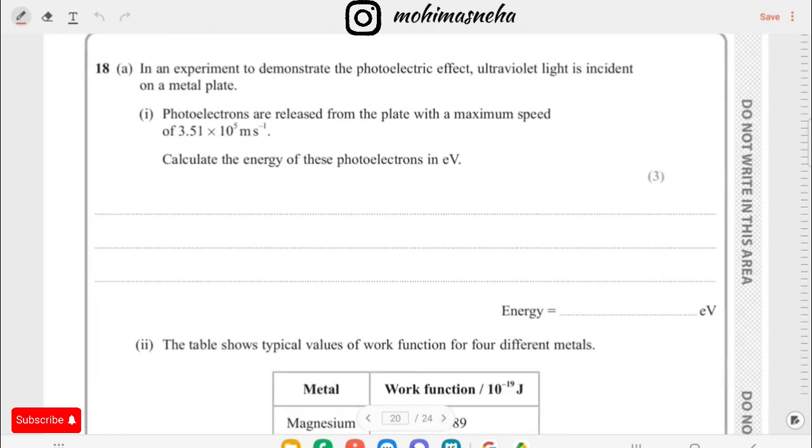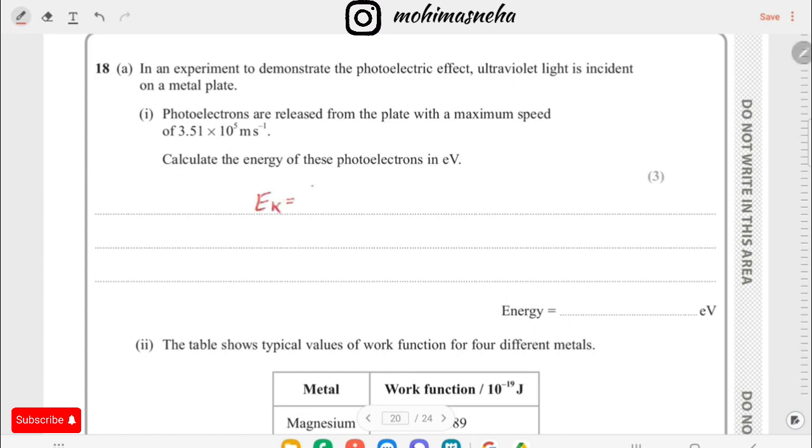In an experiment, the demonstration of the photoelectric effect, ultraviolet light is incident on a metal plate. The photoelectrons are released from the plate with a maximum speed of this. We need to calculate the energy of these photoelectrons in eV, which means first you find the energy in joules and then divide it by 1.6 times 10 to the power minus 19. That will give you the answer in electronvolts.